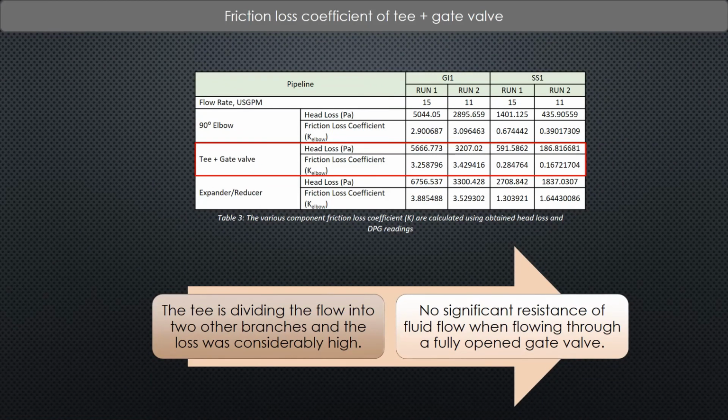The friction loss coefficient is also considered for the T plus gate valve. It brought changes in each section area where the T is dividing the flow into two other branches, and the loss was considerably high. Fluid flow experienced less resistance by flowing through a fully open gate valve as there is no significant resistance in it.